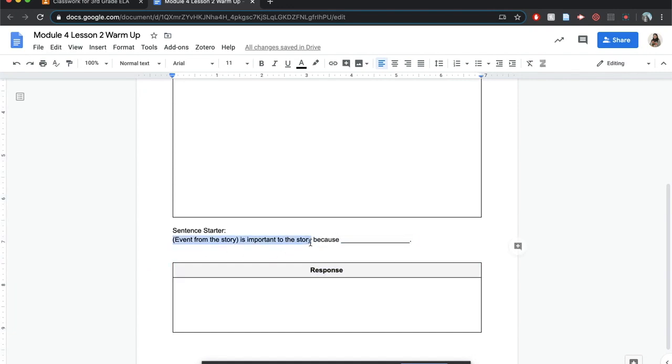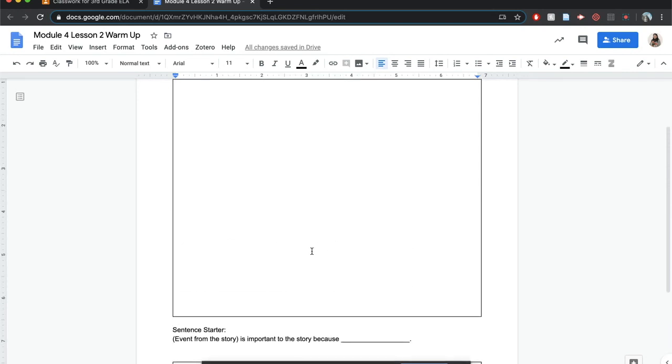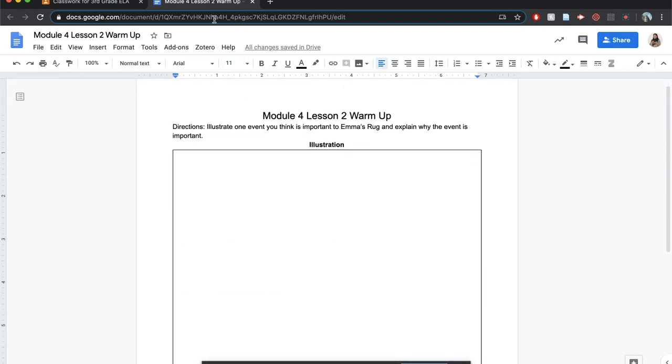You can use this right here. Where it has the parentheses, the event from the story, I want you to write there the event that you picked or the event that you drew. So you can write that, and you can say it is important to the story because blank. Then your reasoning of why you picked that event. Alright, and so this is your warm-up for today's lesson.